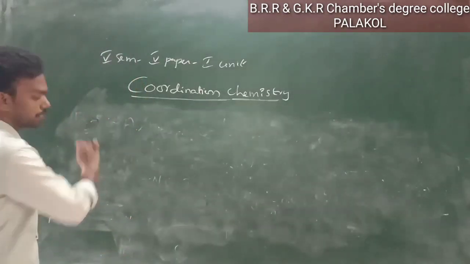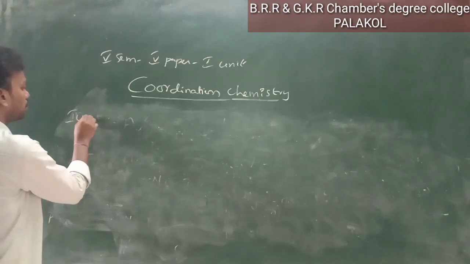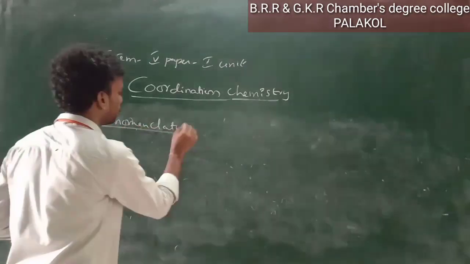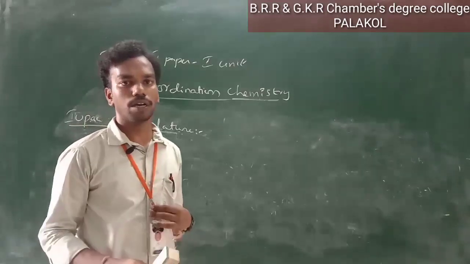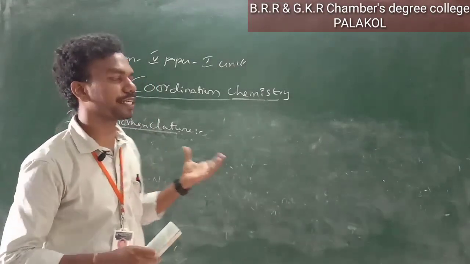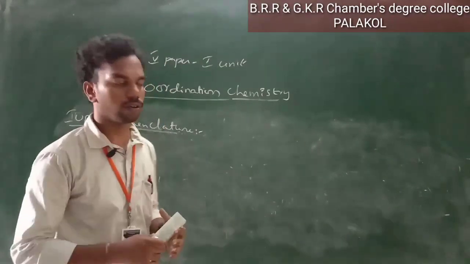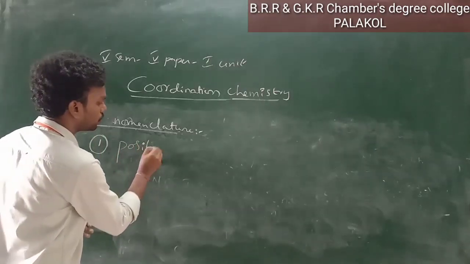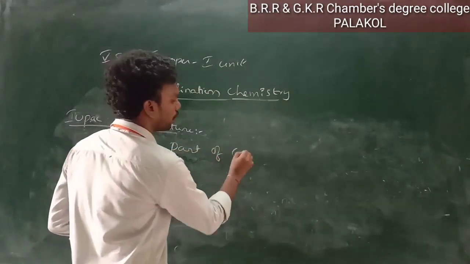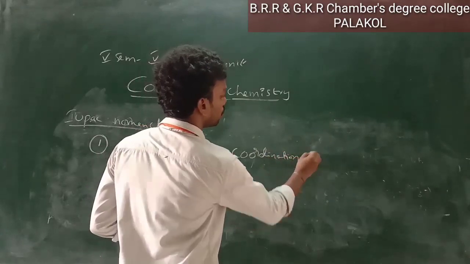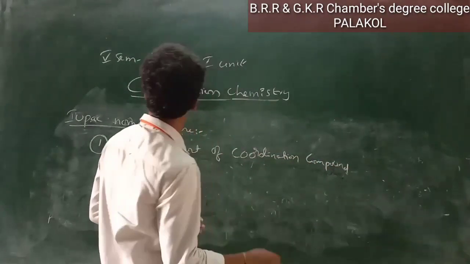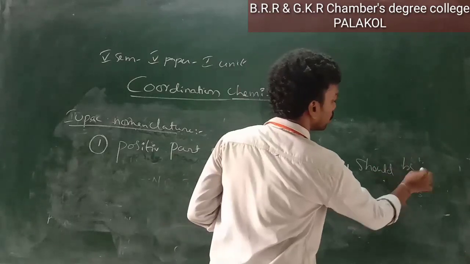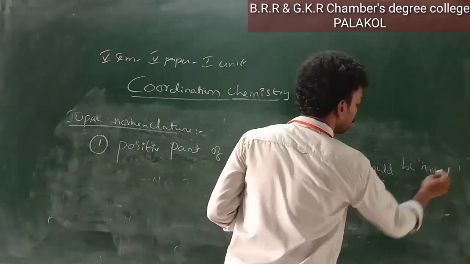So next, IUPAC nomenclature. IUPAC nomenclature for coordination compounds, right? There are certain rules to assign IUPAC names to a coordination compound. Rule number 1: the positive part of the coordination compound should be named first.